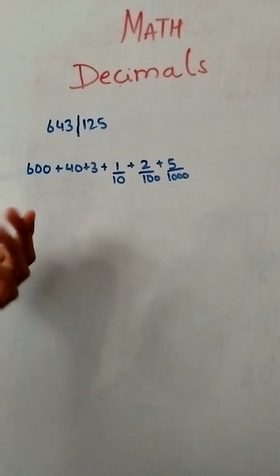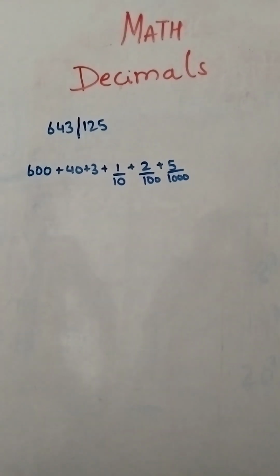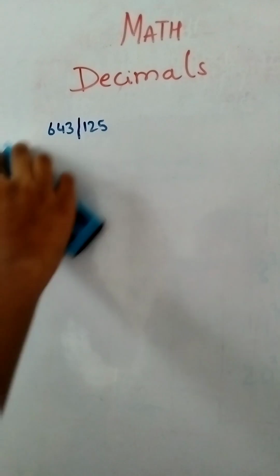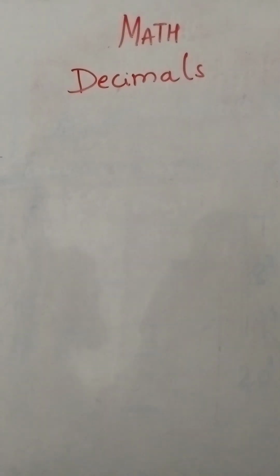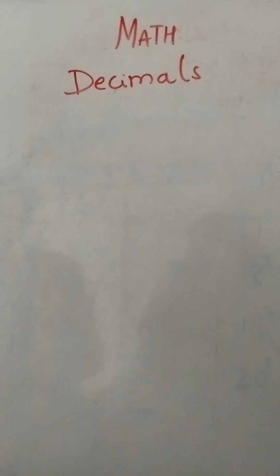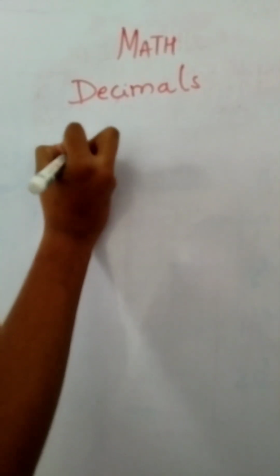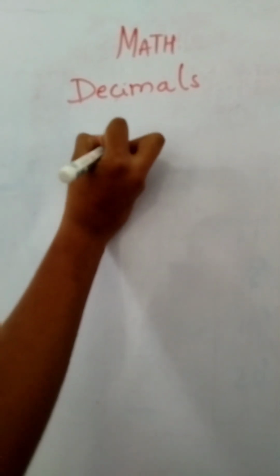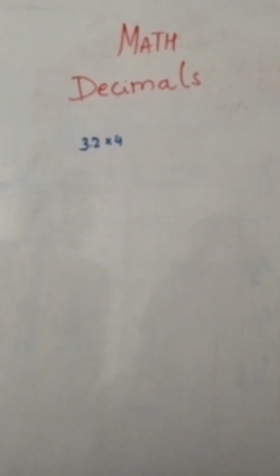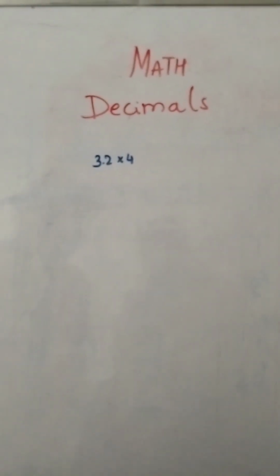Now that we've understood how this works, and we've understood decimals quite clearly, let's move on to a little bit deeper section of decimals. How to multiply two different decimals together. So let's take the example of multiplying the decimal 3.2 into 4. If we take this decimal multiplication, of course it's a little confusing to take it at first.